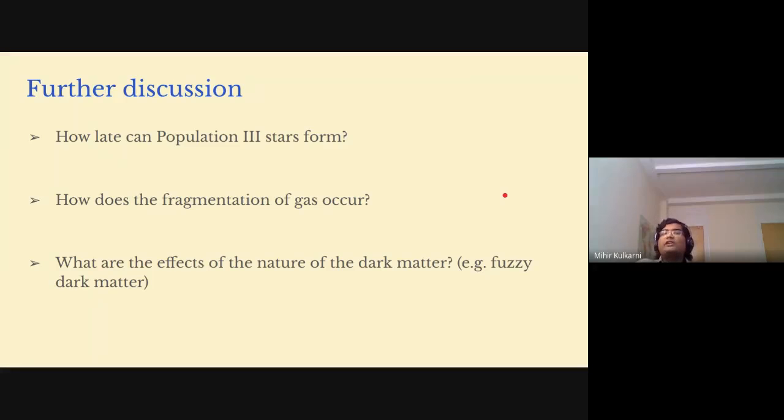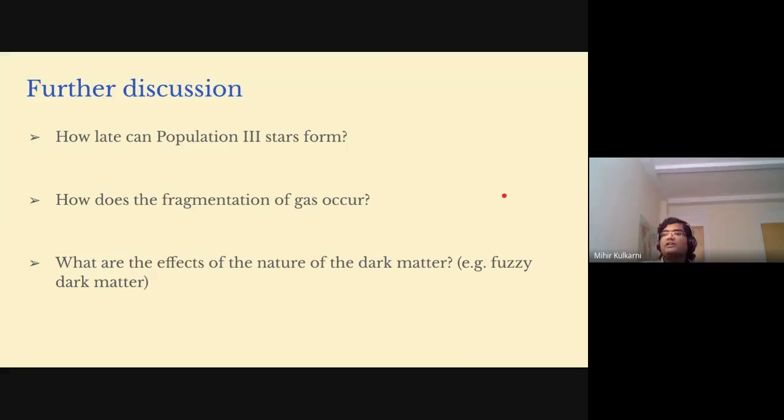So one point is, how late can Pop III stars form? So I mentioned the simple processes where they form at redshift 30 to 15. But what happens when the molecular Lyman-Werner radiation is very strong? How late can they form? Can Pop III stars form today? How does the fragmentation of gas occur?